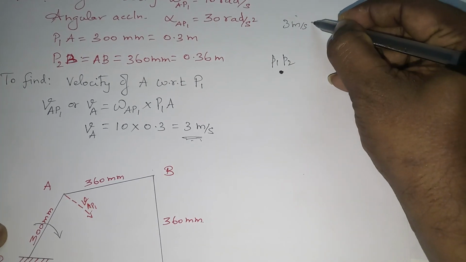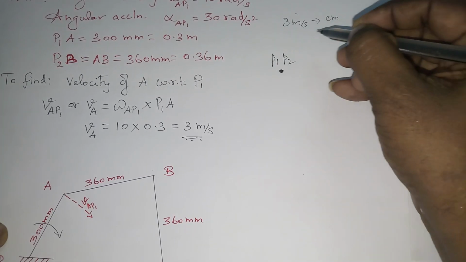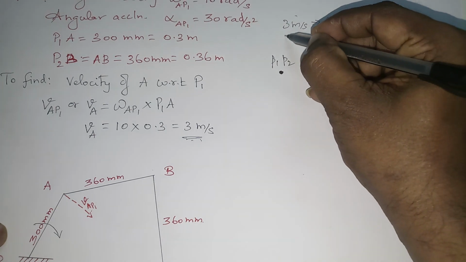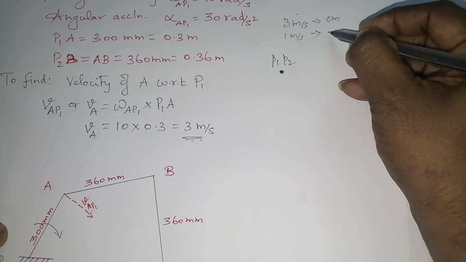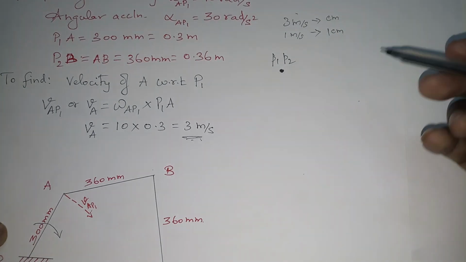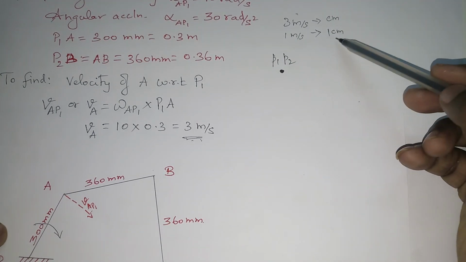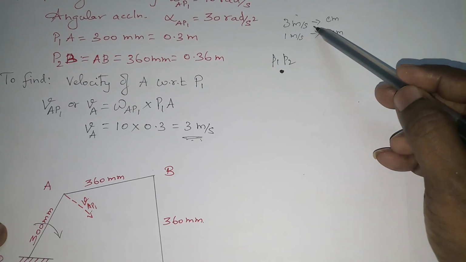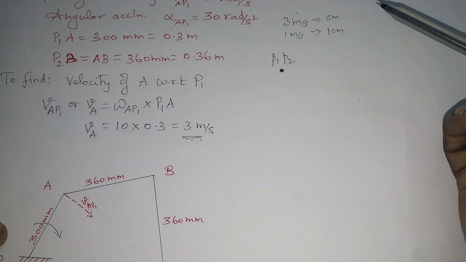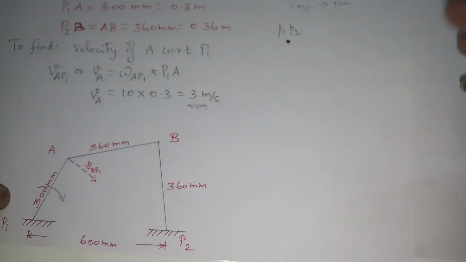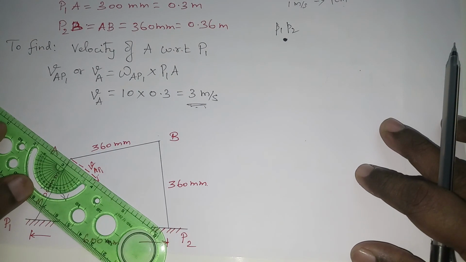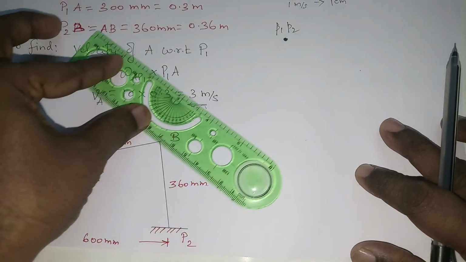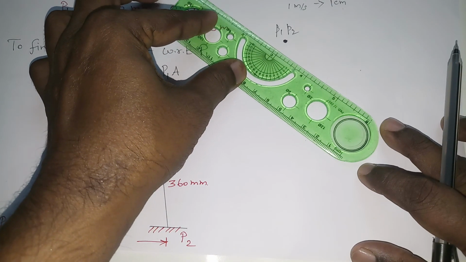So to convert into centimeters, I am going to take 1 meter per second equal to 1 centimeter. So if 1 meter per second equals 1 centimeter, therefore 3 meter per second equals 3 centimeter. Okay, so from here, place your ruler at this point and slowly move towards this point.